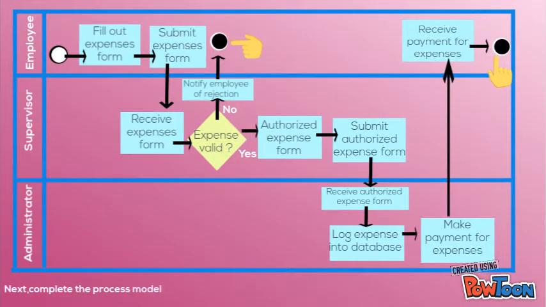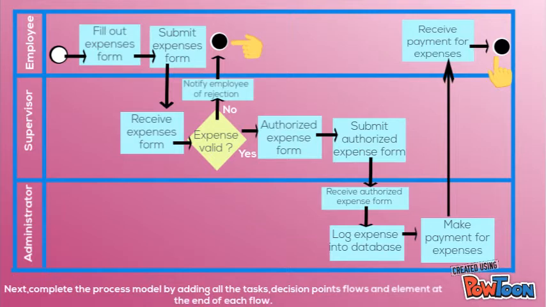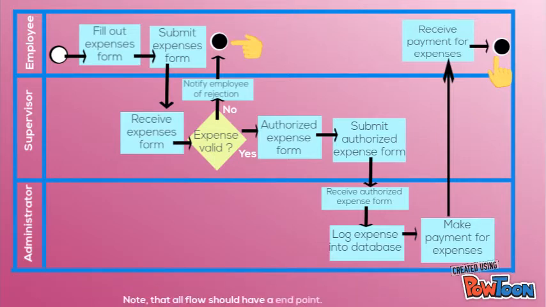Next, complete the process model by adding in all the tasks, decision points, flows and an end element at the end of each flow. Note that all flows should have an end point.